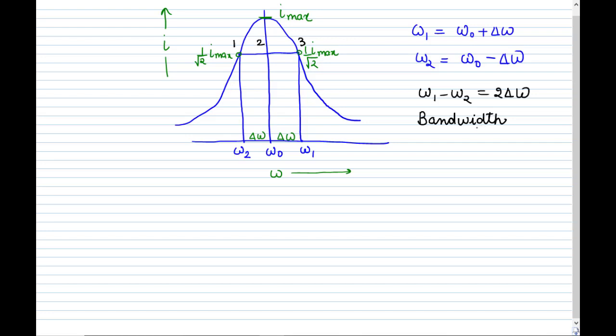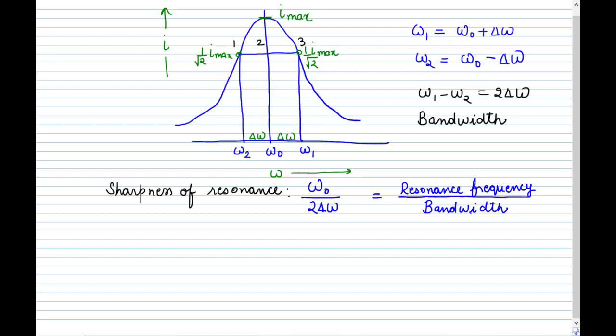And if you have calculated the bandwidth, now you can also calculate the sharpness of resonance. Now what is the sharpness of resonance? The sharpness of resonance is simply given by the resonance frequency omega naught upon 2 delta omega. That means if you divide the resonance frequency by the bandwidth, it is known as the sharpness of resonance. And as you can see, the sharpness of resonance is inversely proportional to this delta omega.